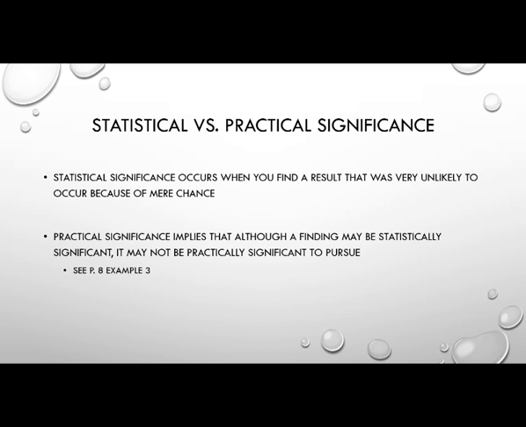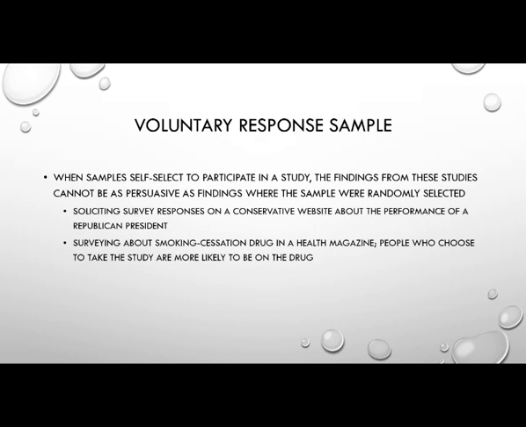Statistical significance occurs when you find a result that was very unlikely to occur because of mere chance. But even though you may have statistical significance, you may not have practical significance, because even though you may find a statistically significant result, it may not be practical to pursue that line of research or that particular intervention. If you'd like to read more about that, see page 8, example 3.